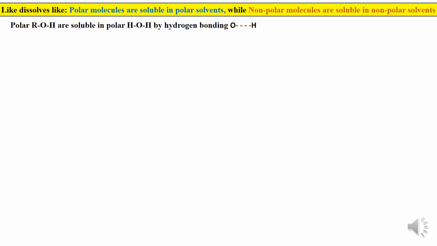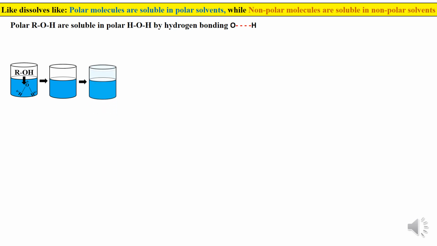Now polar alcohol molecules are soluble in polar water molecules by means of hydrogen bonding. So when you add alcohol to water, which is a polar solvent, you get a clear solution. It completely dissolves, solubilizes. And the reason behind the solubility of alcohol in water is the hydrogen bonding interaction between the alcohol molecules and the water molecules.